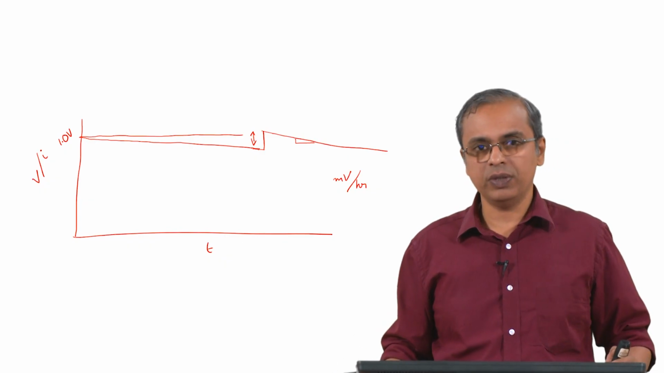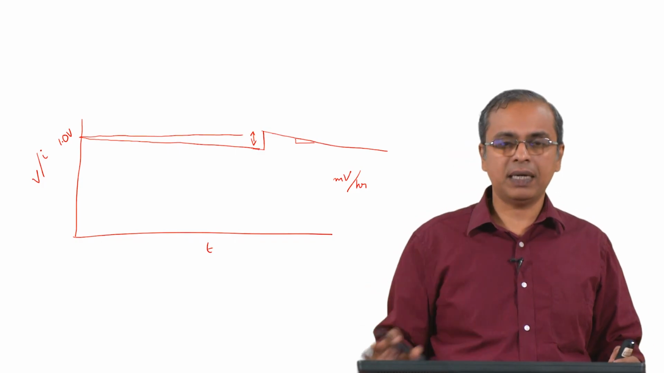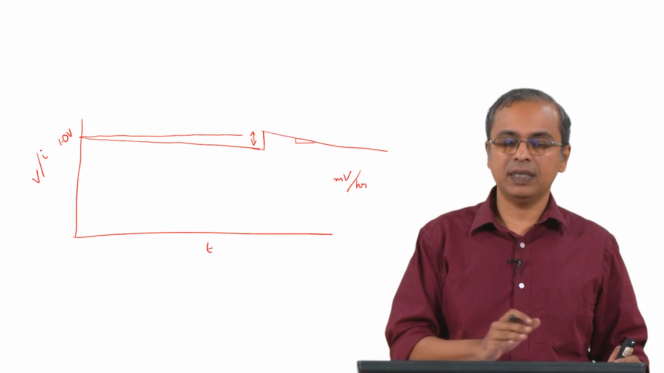You can do this at constant voltage or at constant current; correspondingly the other parameter gets measured and then you see that as a function of time.